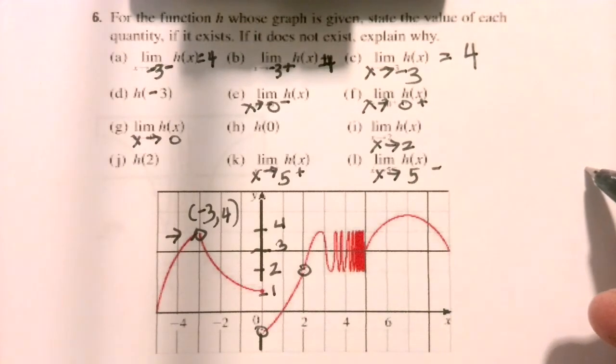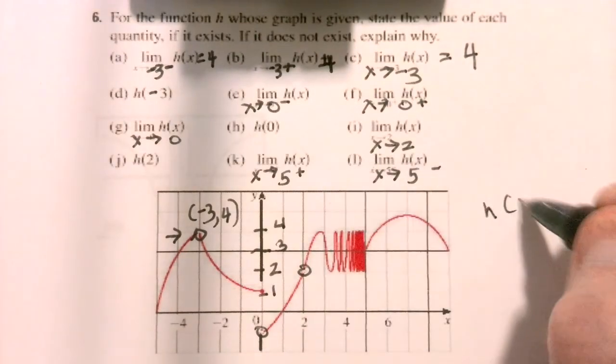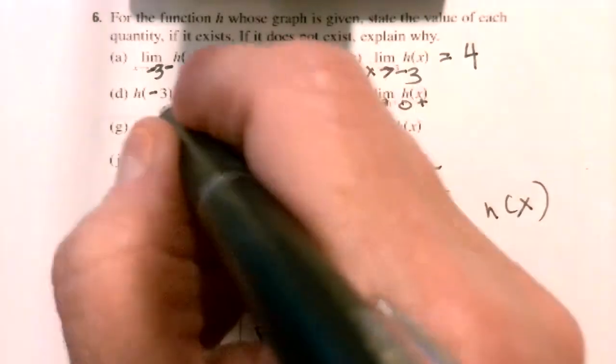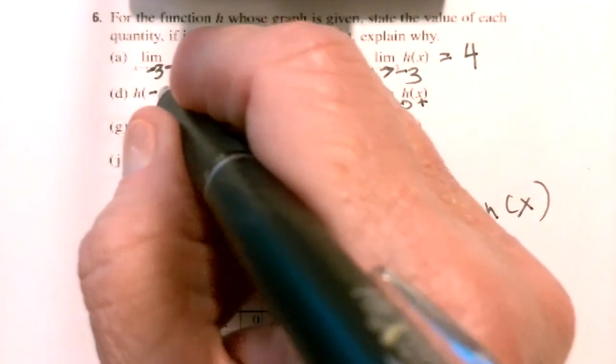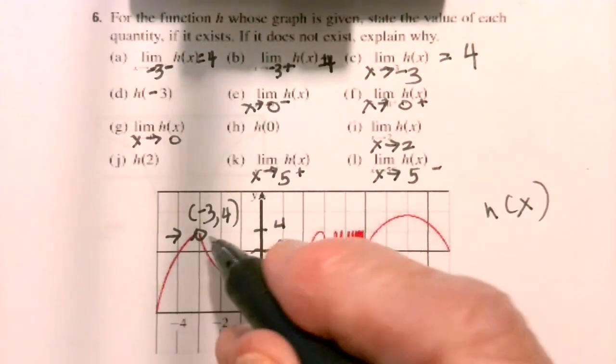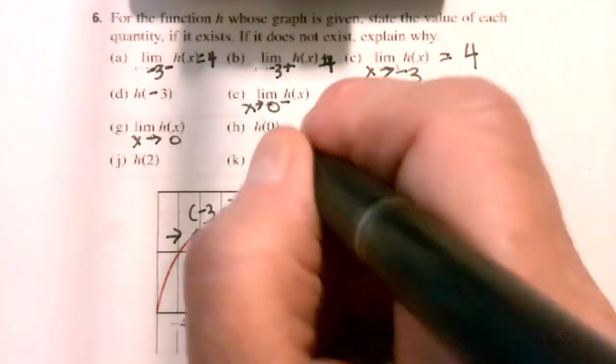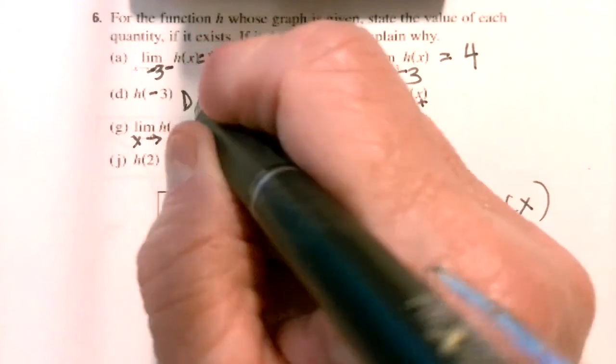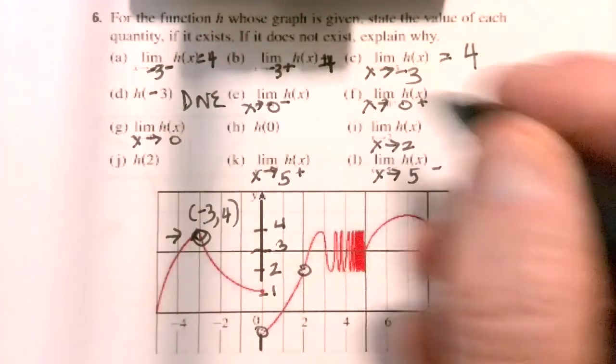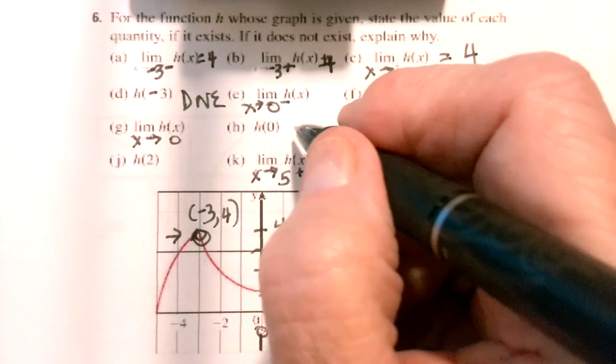Now, this graph is h of x, what is h of -3? That means what's the y value when x is -3? Well, there's a hole there. So that means it does not exist.